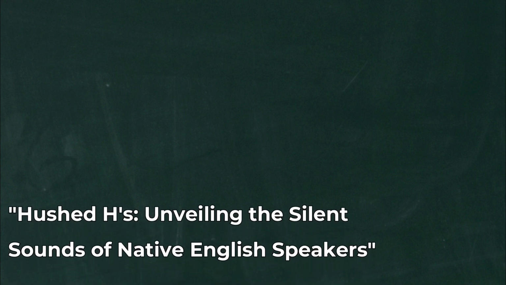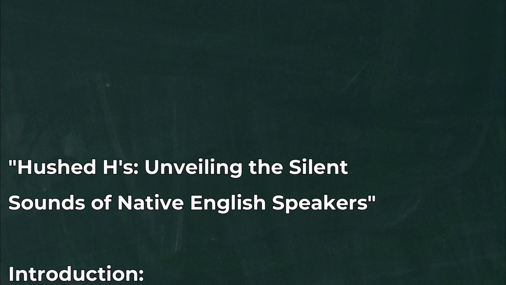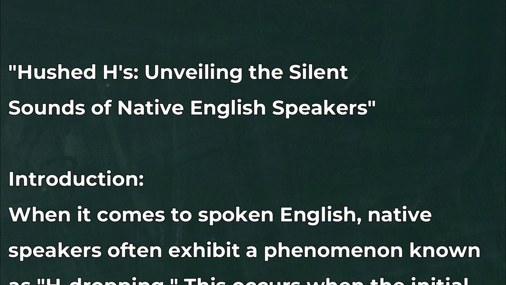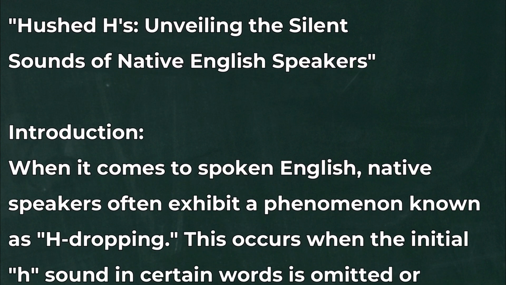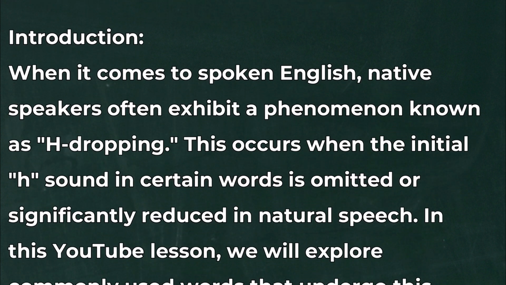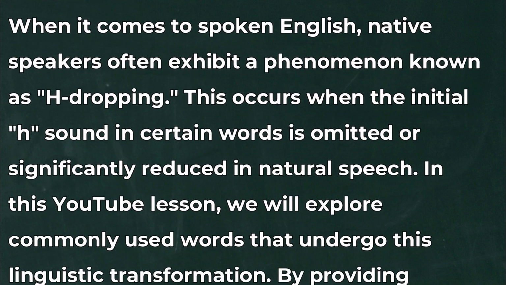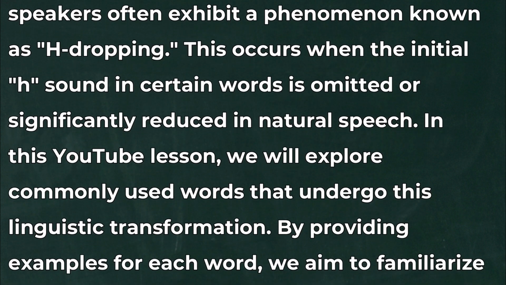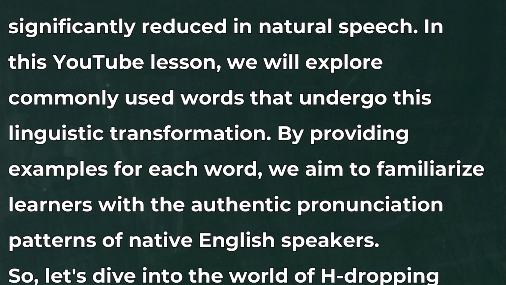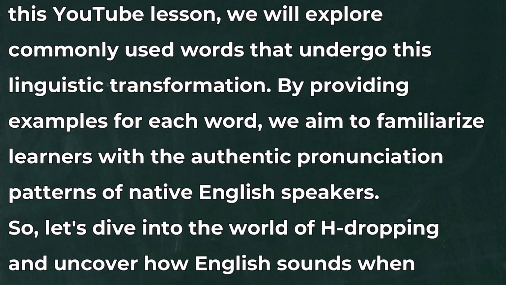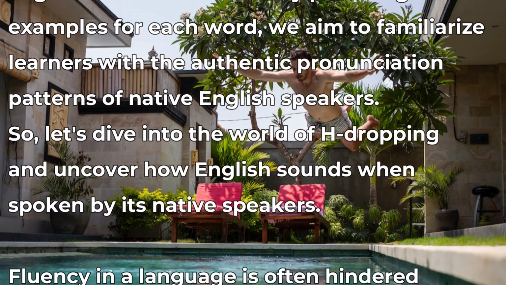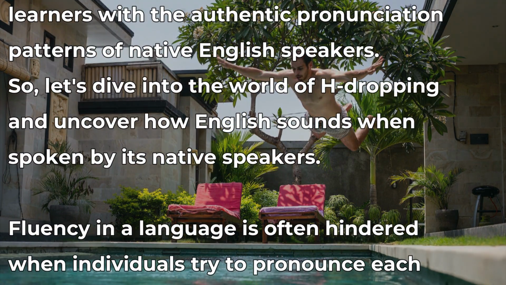Hushed H's, Unveiling the Silent Sounds of Native English Speakers. Introduction. When it comes to spoken English, native speakers often exhibit a phenomenon known as H-dropping. This occurs when the initial H sound in certain words is omitted or significantly reduced in natural speech. In this YouTube lesson, we will explore commonly used words that undergo this linguistic transformation. By providing examples for each word, we aim to familiarize learners with the authentic pronunciation patterns of native English speakers. So, let's dive into the world of H-dropping and uncover how English sounds when spoken by its native speakers.